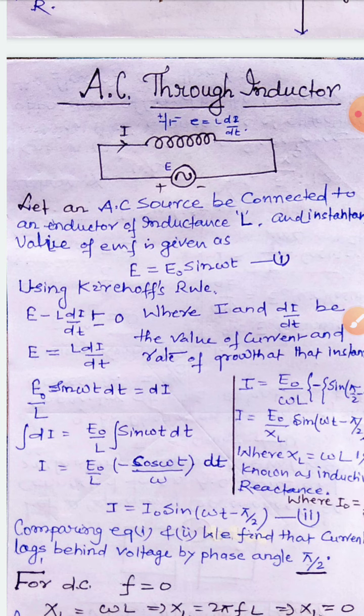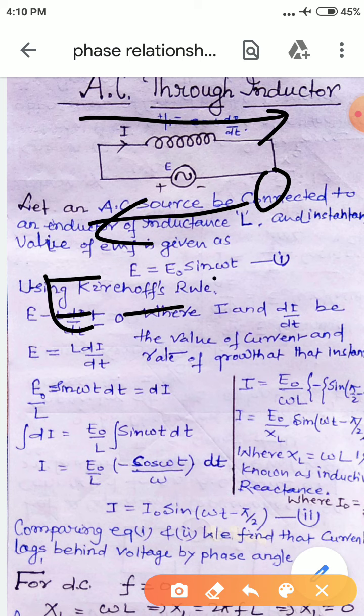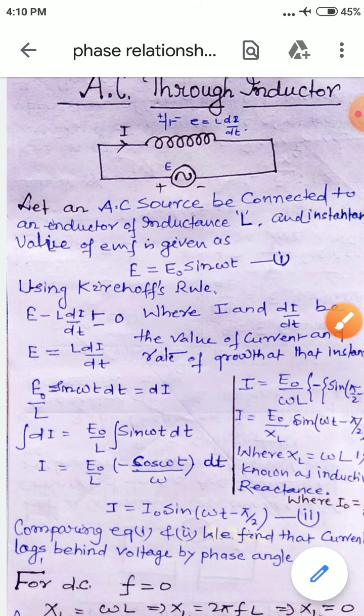So the net EMF in the circuit according to Kirchhoff's rule, if we begin from here, then this is the direction of increasing potential, so it will be E, and here we are going in decreasing potential, so it is minus L di by dt is equal to 0. So E minus L di by dt is equal to 0. So di is equal to E naught by L sin omega t dt. Integrating it, we get I is equal to E naught by L into minus cos omega t by omega.